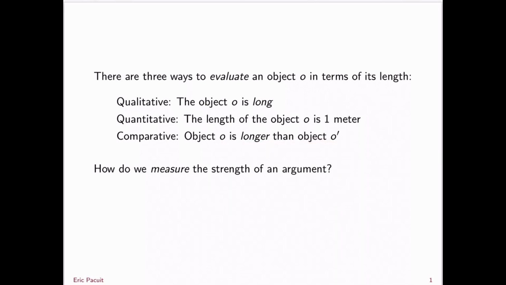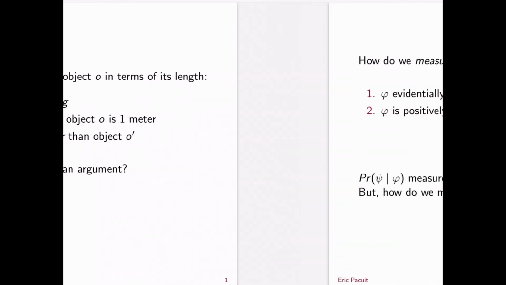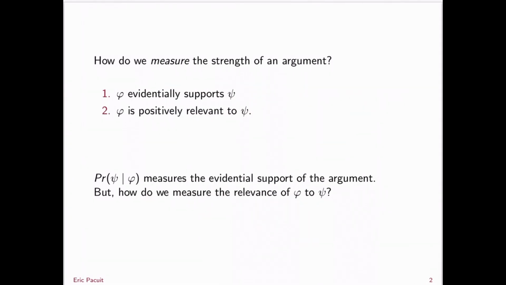Now, we would like to be able to make these types of judgments, qualitative, quantitative, and comparative, about arguments. But in order to do that, we need some way to measure the strength of an argument. So given an argument with some premises and a conclusion, we need a way of assigning this a number or some set of numbers that measures the strength of that argument. So how do we do that?